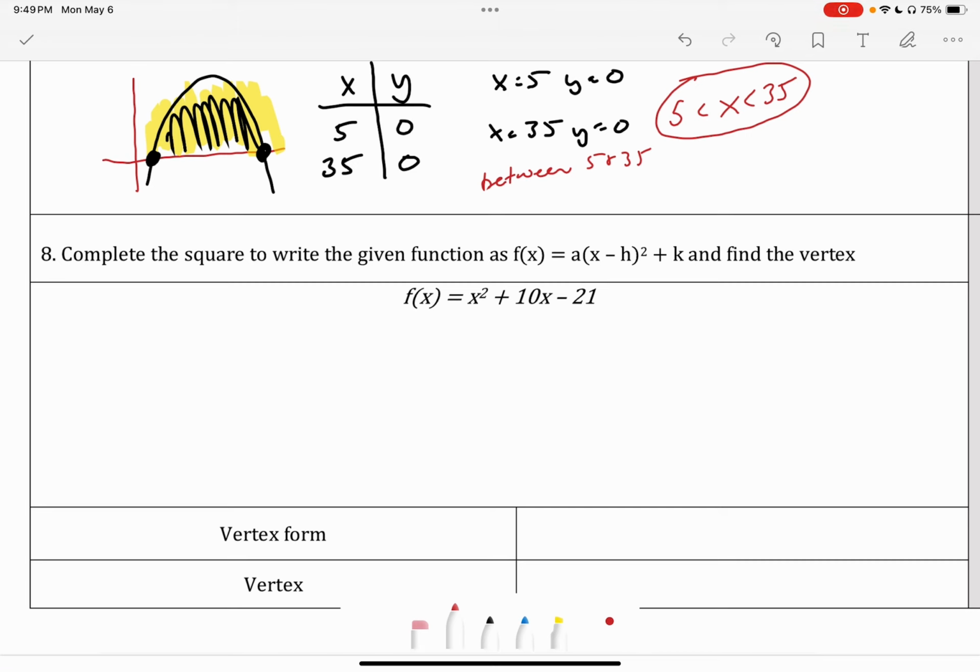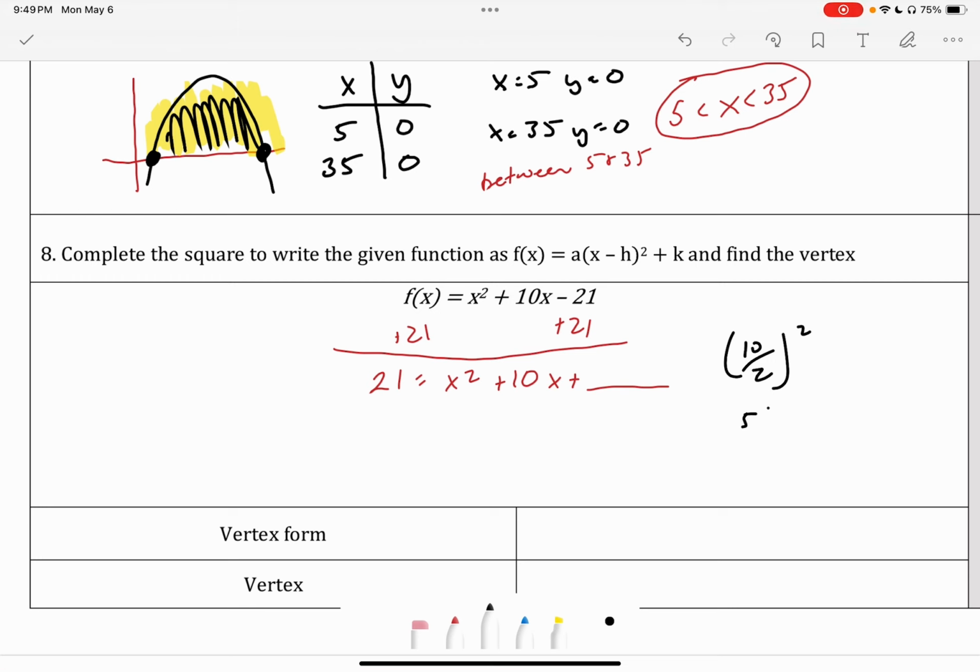Question 8 says use the completing the square idea to find the vertex. So first thing I'm going to do is go plus 21 to give us 21 equals x squared plus 10x plus that c value. So we're going to go 10 over 2 squared, which is 5 squared, which is 25. So that's our c value. And we're going to add it to both sides. So we get 46 equals x squared plus 10x plus 25.